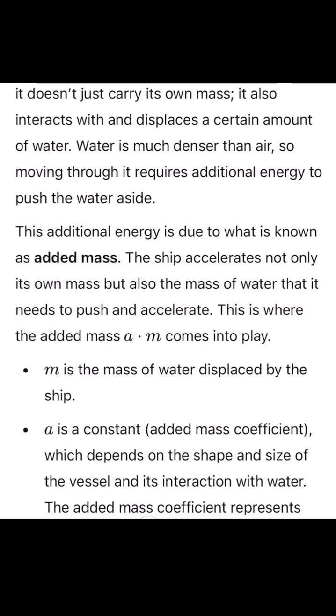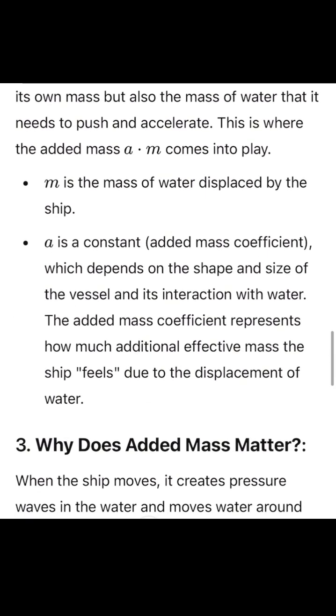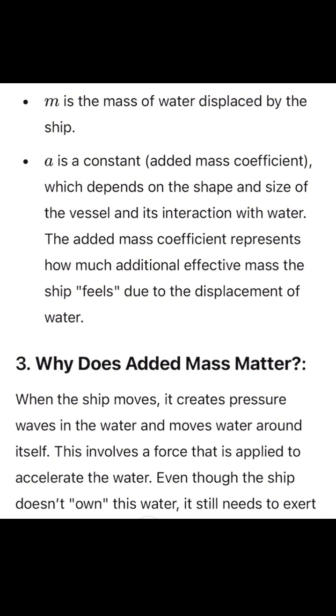So we need to accelerate both the mass of the ship as well as the water surrounding it. This is where the added mass, A times M, comes into play. M is the mass of the water displaced by the ship. A is a constant which depends on the shape and size of the vessel and its interaction with water. So the shape and size of the vessel is also important.